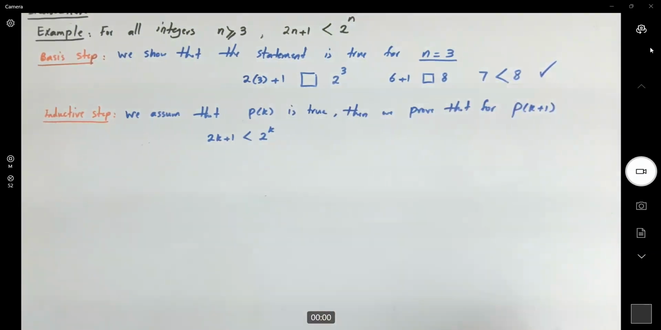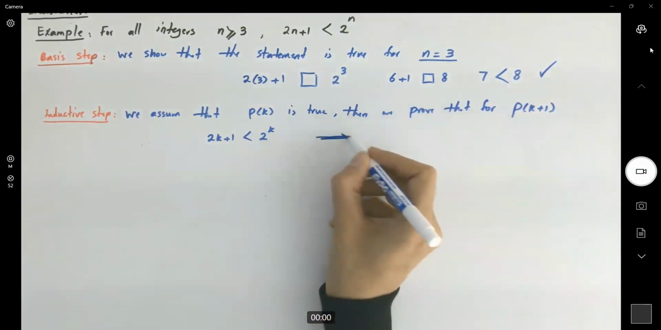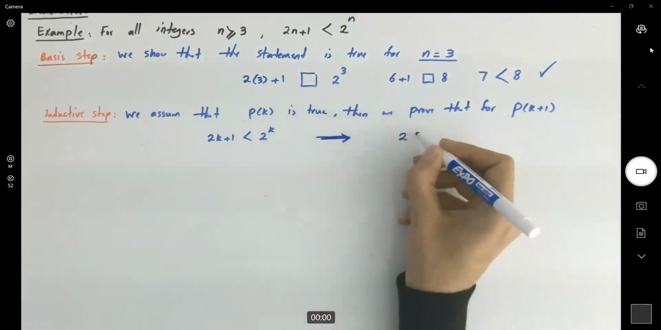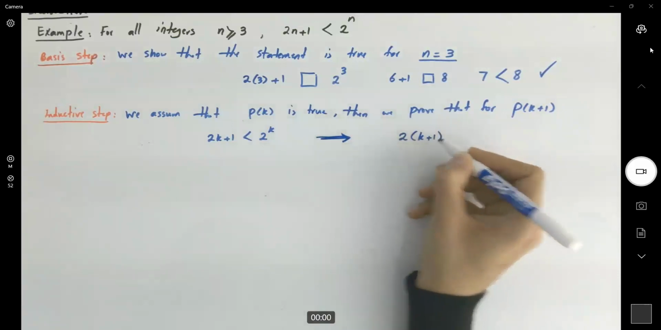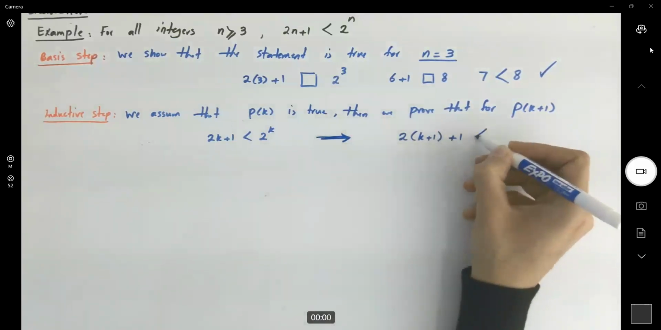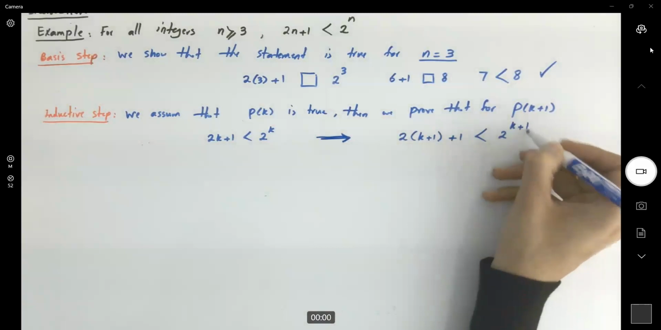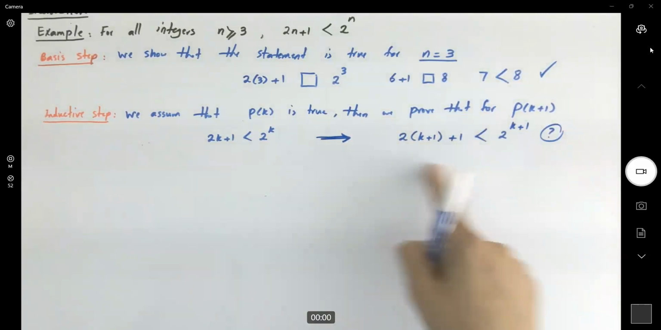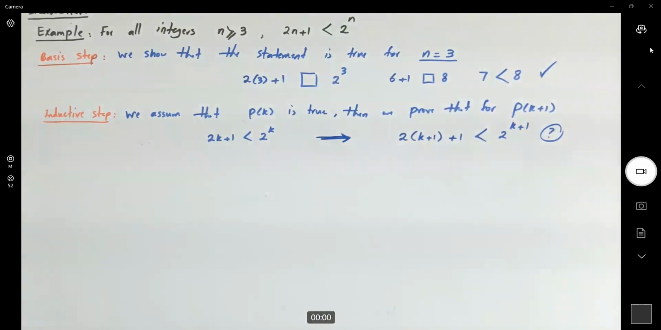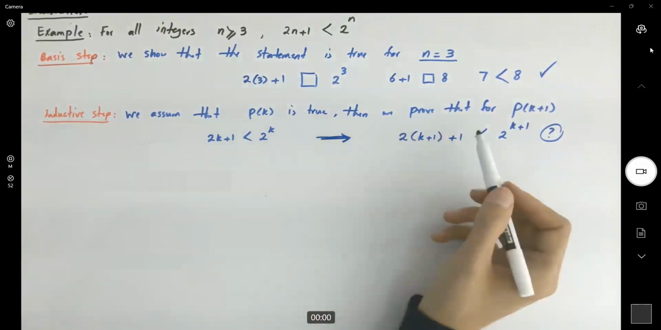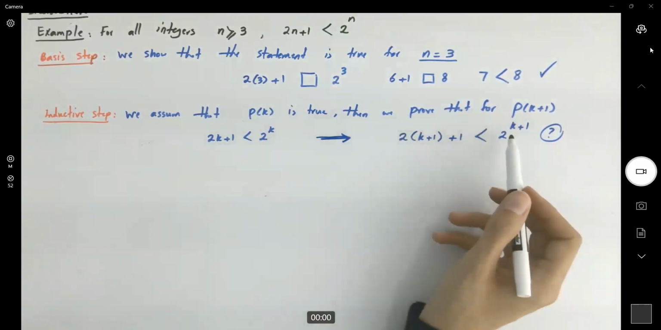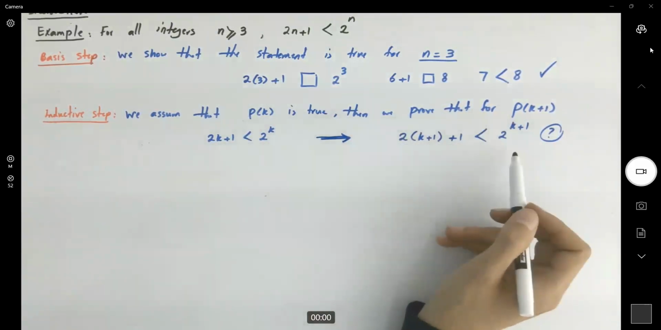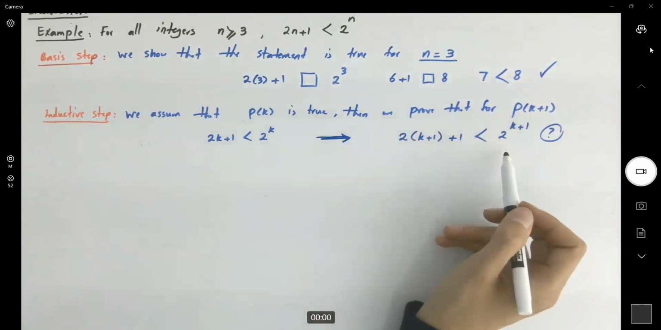What is P(k+1)? We want to show that 2 times (k plus 1) plus 1 is less than 2 to the power k plus 1. Put a question mark. We try to prove this. Very well, so let's get a little bit creative here. This is what we try to prove. You have an inequality, everybody. Let's see what we can do here.